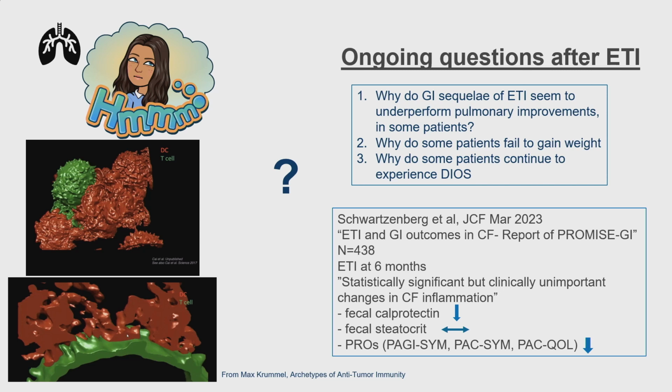In the context of that, I thought I would put up a recent report from PROMISE-GI. It's from earlier this year from Schwarzenberg's group, from the PROMISE investigators. What they reported in summary was that at 6 months, statistically significant but clinically unimportant changes were seen in CF inflammation. And so that brings up this issue of metabolism again and how it relates to what's happening when we give people these drugs.